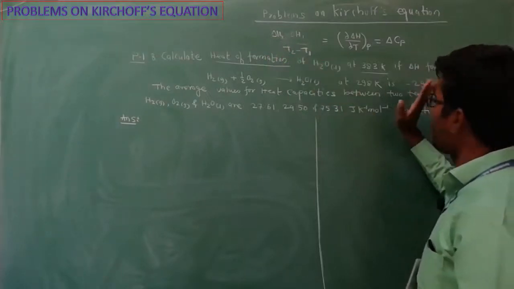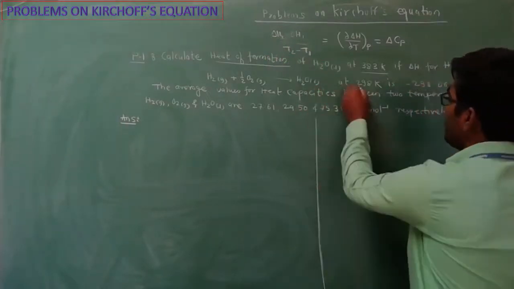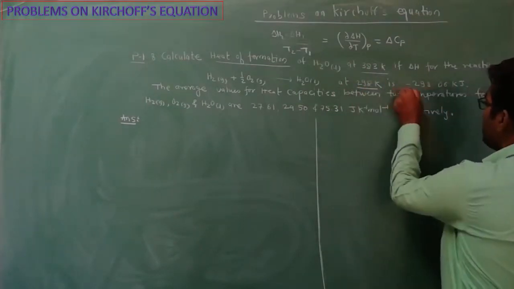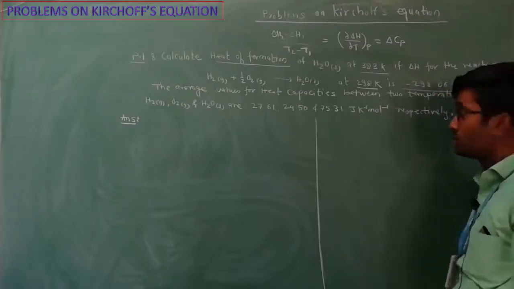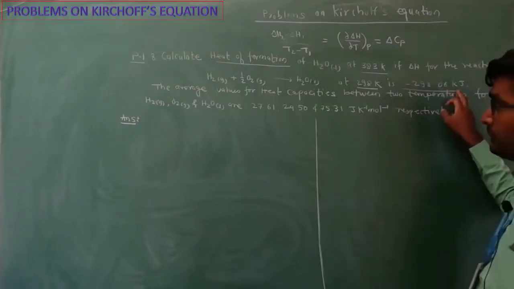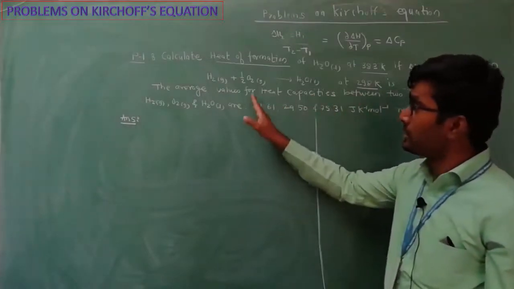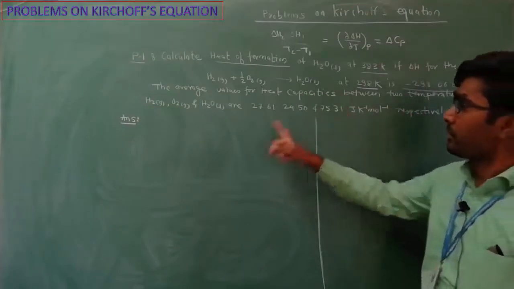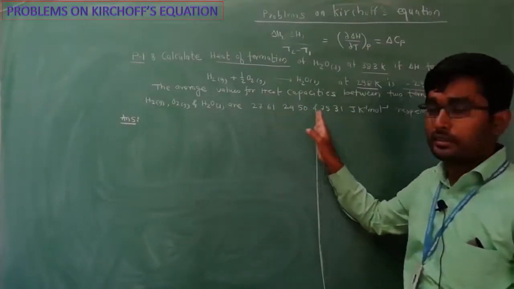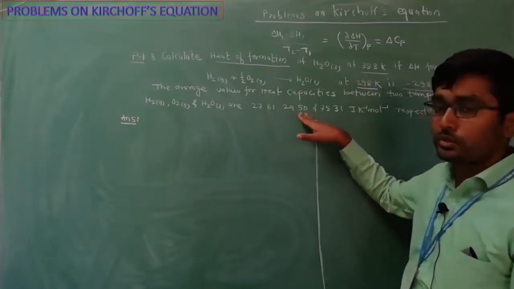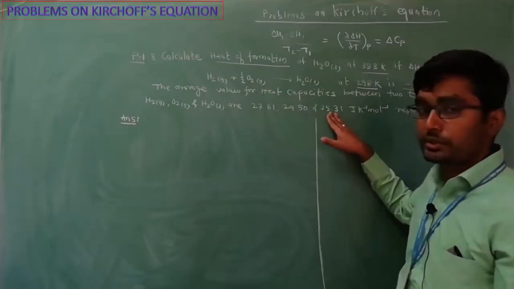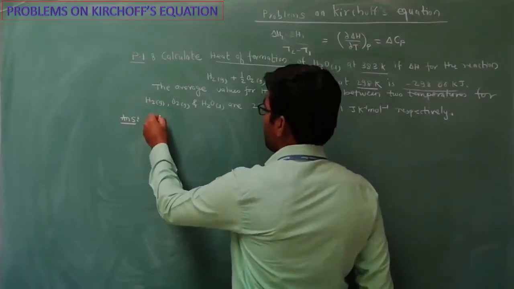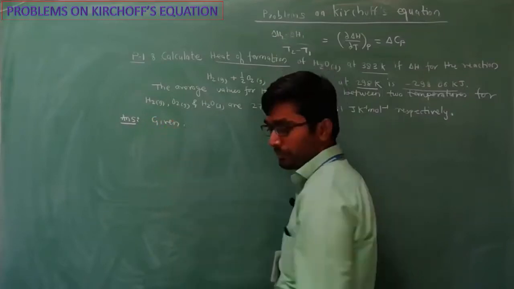Delta H for this reaction at 298 Kelvin, which is the lower temperature, is given as minus 298.06 kilojoule. Then what else is given? Average values for heat capacities, the Cp value, is given for each molecule: 27.61, 29.50, 75.31 joule per Kelvin. Now let us write down the given values one by one so that the picture will be clear to you.